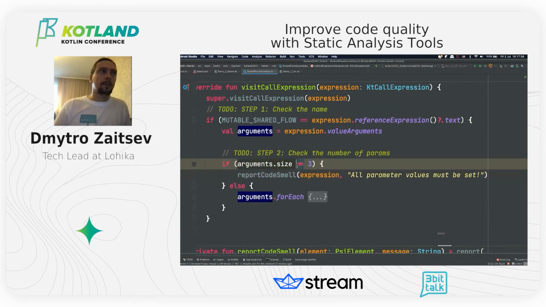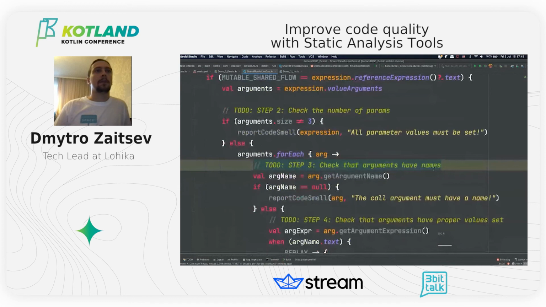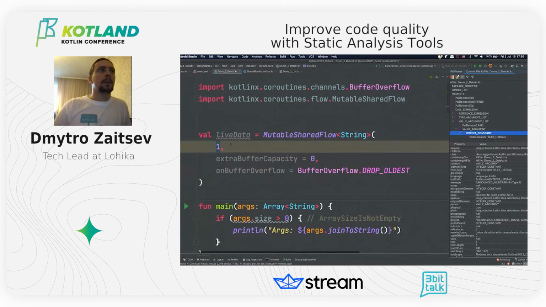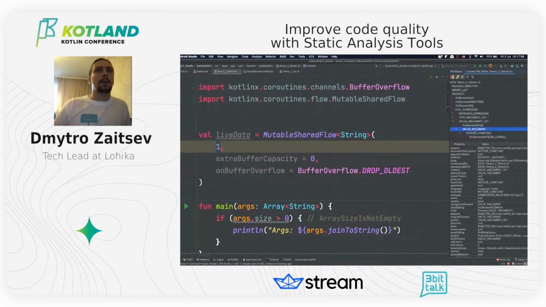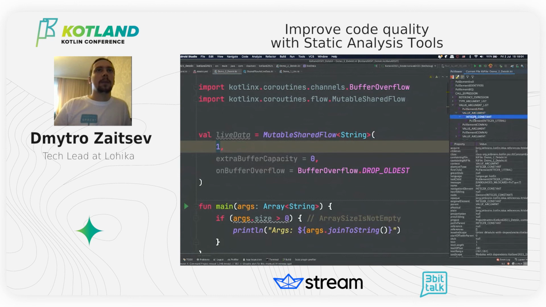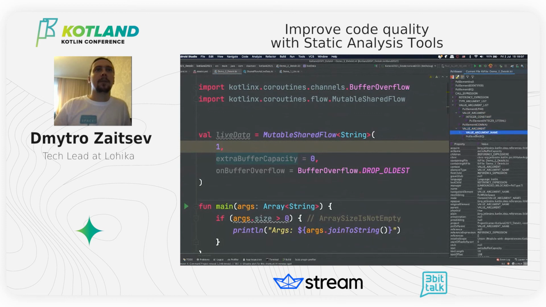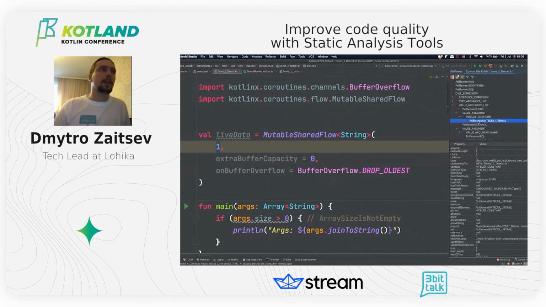Okay, if we have all 3 arguments set, let's iterate over them. Now step 3. Let's check that arguments have names. For example, if we remove this replay parameter name and open the PSI viewer, we'll see that this value argument has only an integer constant. But for example, the next extraBufferCapacity has a value argument name. So this one violates our rule. Let's reflect this in our code.